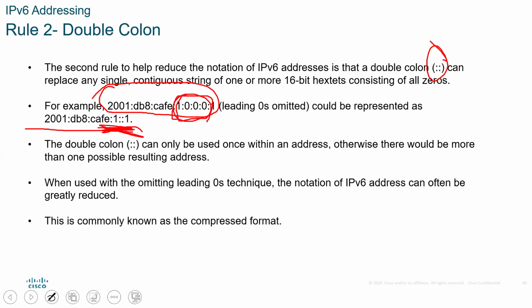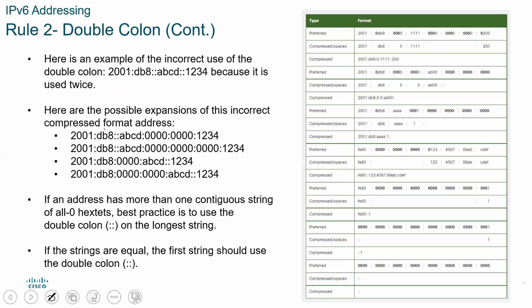If you have more than one leading zero, you can just replace it with a double colon. It can only be used once within an address, otherwise you will have a problem. So rule number 1 is remove leading zeros. Rule number 2 is the double colon. Where you have continuous zeros, you can replace them with a double colon, right?